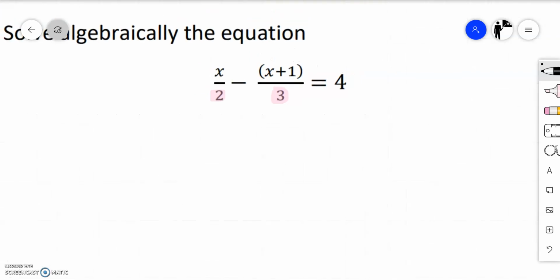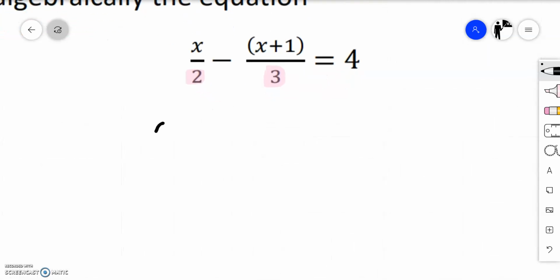Okay, apologies for that. We're going to multiply both sides by 6. I'm going to multiply this by 6.